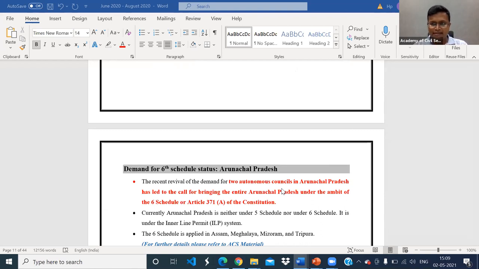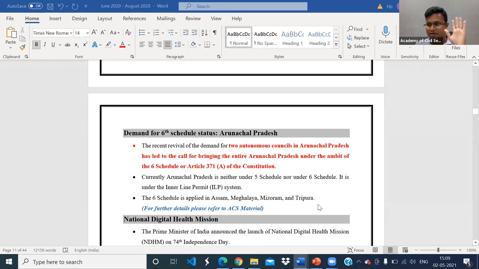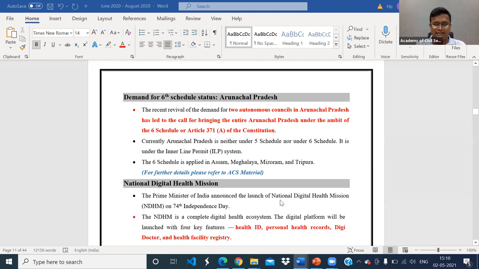We discussed that there are the fifth schedule and the sixth schedule. In the sixth schedule, there is tribal administration of certain tribal areas in Assam, Meghalaya, Tripura and Mizoram. Yes, Assam, Meghalaya, Tripura and Mizoram. Into that, there is a recent demand that Arunachal Pradesh should also be added. That is why the sixth schedule might come in the examination. We have studied it in detail in the Indian Polity class. All of you, please refer once again to whatever we studied in the ACS material and the PPT of the class.